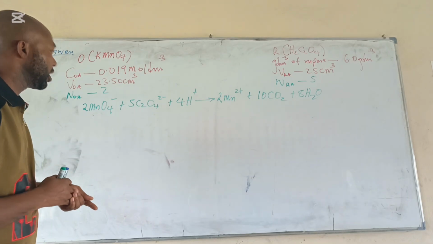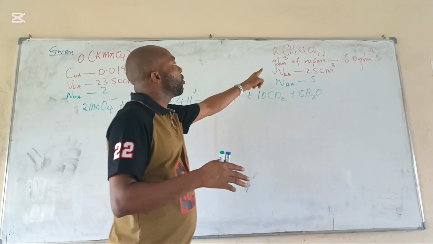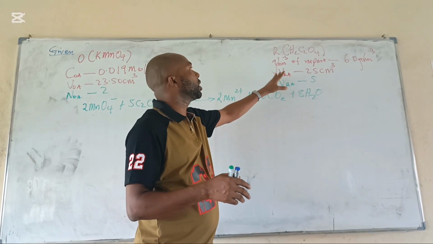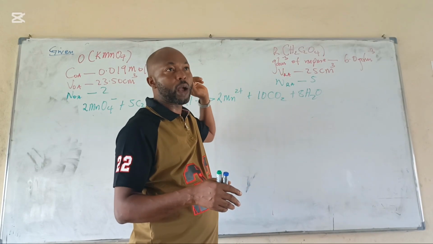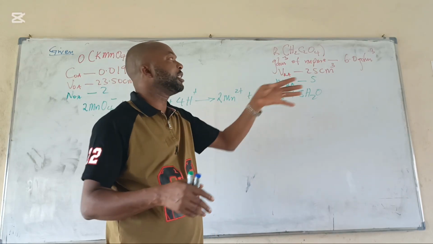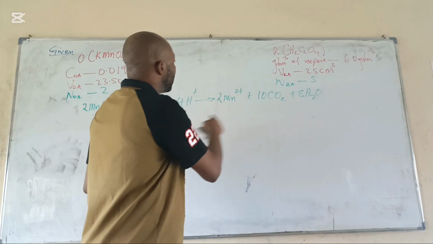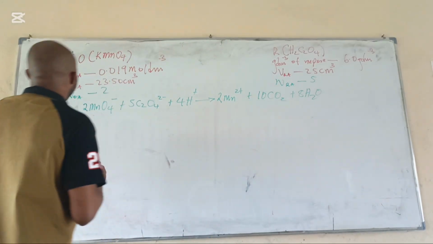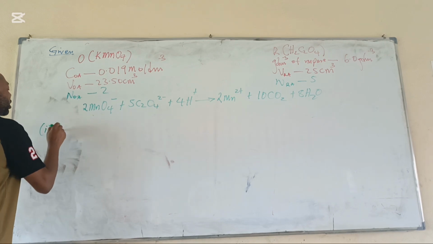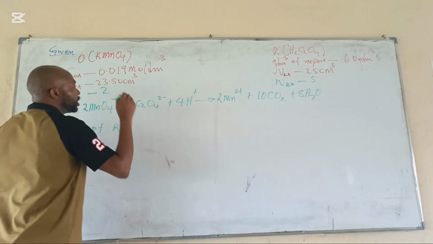How do we do that? For us to get the mass concentration of pure, we must first know the molar concentration of the reducing agent. So we first calculate the molar concentration of the reducing agent. Then we apply mass concentration equals molar concentration times relative molecular mass. Then we can bring in the other formula. So the first thing to do is to calculate, number 1, the molar concentration of R, which is the reducing agent.